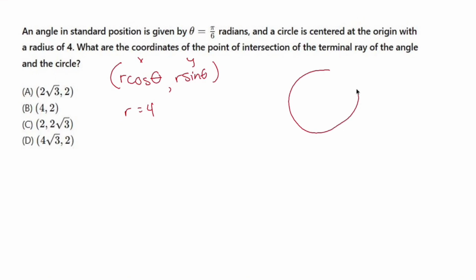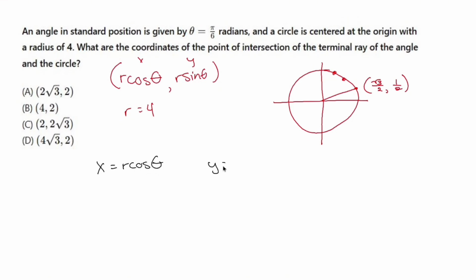So I look at my unit circle. π/6, keep in mind, is going to be in quadrant 1, and π/6 is that first dot. That first dot is going to be the point root 3 over 2, 1/2. I care about both of these. So if I want to find my x value, x equals r cos theta, and y is going to equal r sine theta.